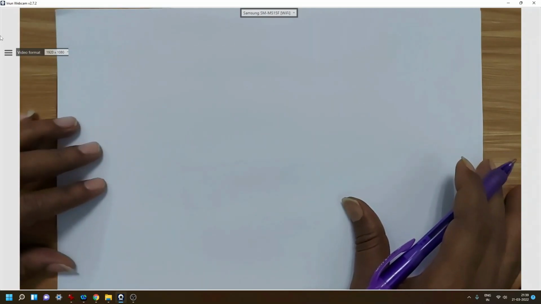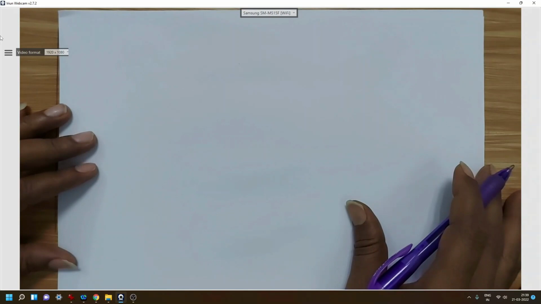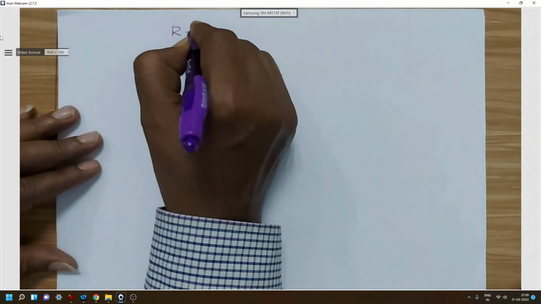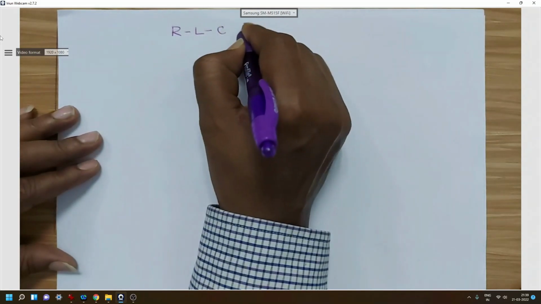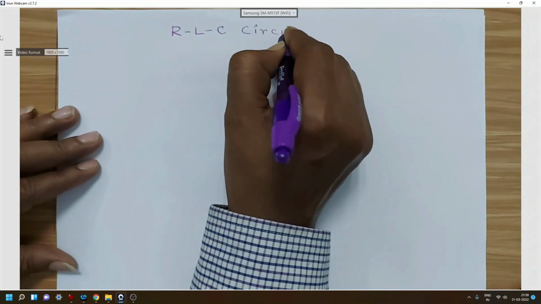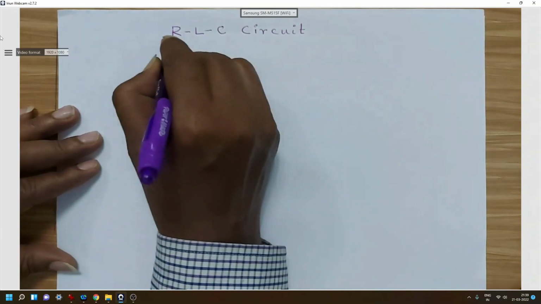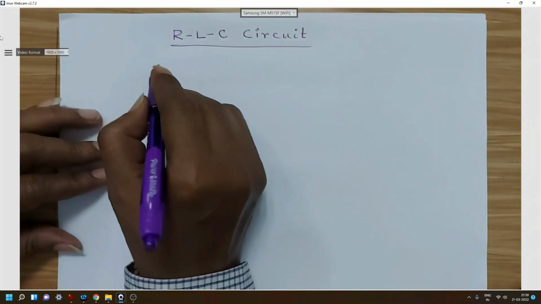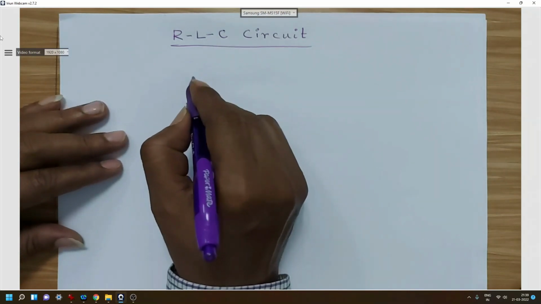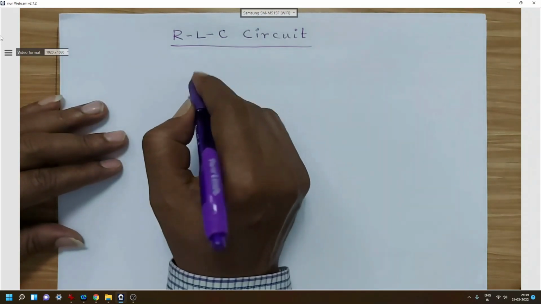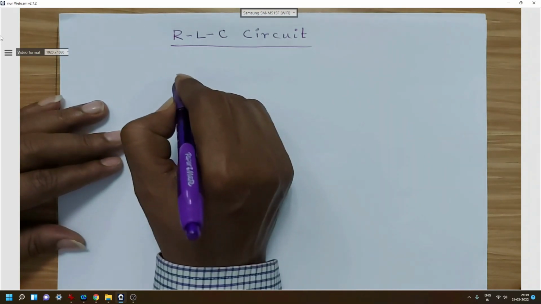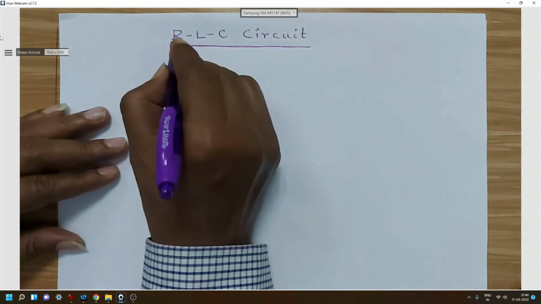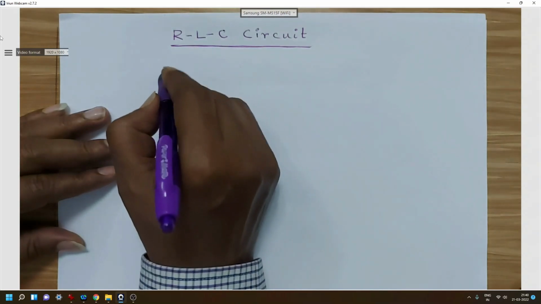Good morning all. So today we will discuss RLC circuit. Now if we start with RLC circuit, then we will think about the meaning of RLC circuit.